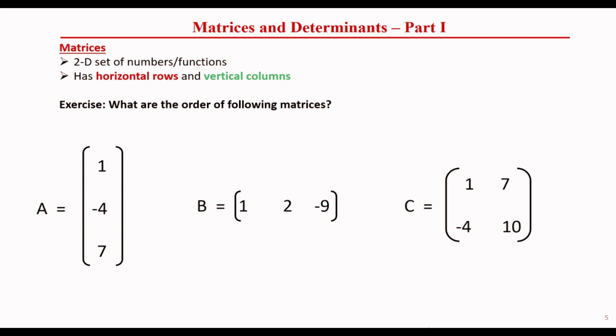Now let's see what are the order for the following matrices. So for matrix A, we have 3 rows and 1 column, so the order is 3 by 1. For matrix B, we have 1 row but 3 columns, so the order is 1 by 3. And for matrix C, the order is 2 by 2.